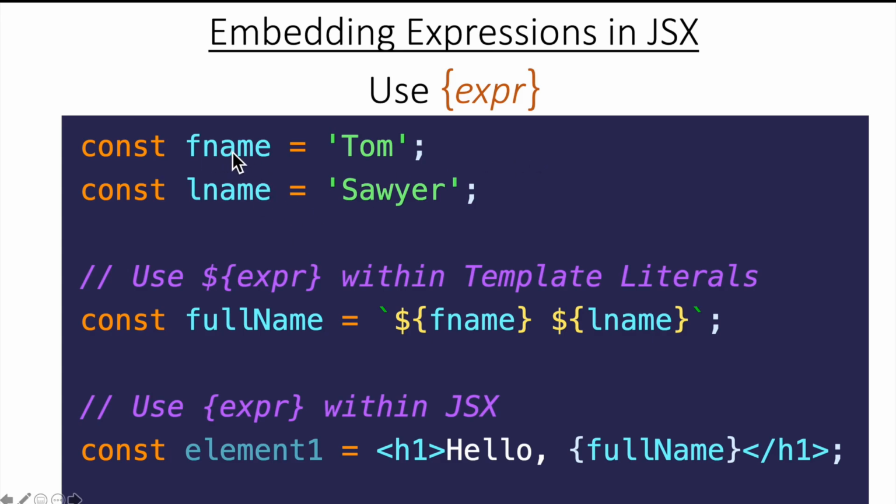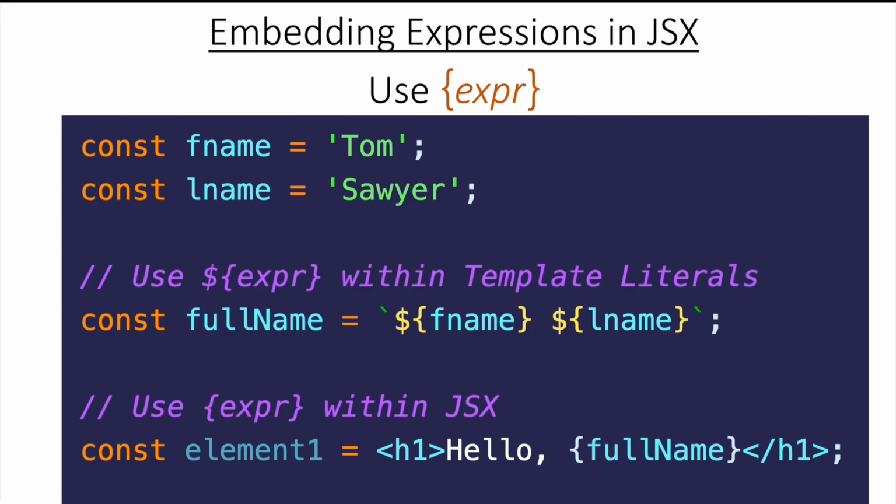Here we have two variables, fname and lname, and in this third line of code we are concatenating them and assigning that value to full name. Observe that we are actually doing string interpolation using template literals over here, and what we want to do is we want to embed this full name variable within this JSX expression, which is highlighted over here. So to do that, we wrap the variable using curly braces. So we have full name variable over here, and we have full name within curly braces over here, and we have embedded our variable within a JSX expression.